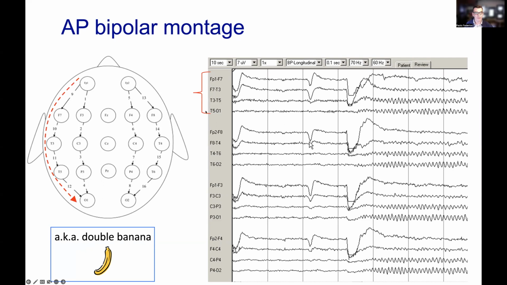This is called the left temporal chain on the AP bipolar montage, otherwise known as a double banana, because these electrodes look like they're set up as two opposing bananas. On this montage, the right temporal electrodes are displayed there, and then going from front to back along the parasagittal regions are the next four traces, and then front to back in the right parasagittal, the next four traces. So this is what a normal EEG would look like on an AP bipolar montage.